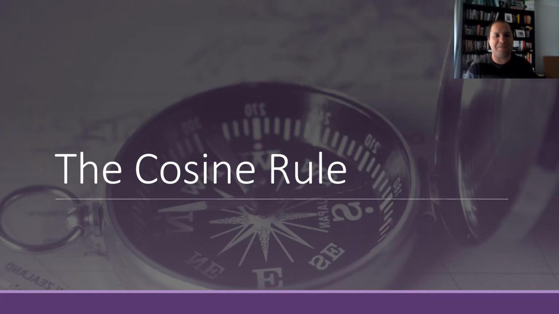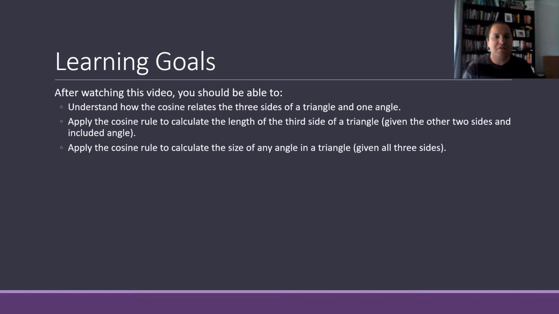Alright, students, so in this video we're going to be looking at how to use the cosine rule. After watching this video you should be able to understand how the cosine rule relates the three sides of a triangle and one angle all together. You should be able to apply the cosine rule to calculate the length of a third side, or apply the cosine rule to calculate the size of any angle in a triangle given you know all three sides.